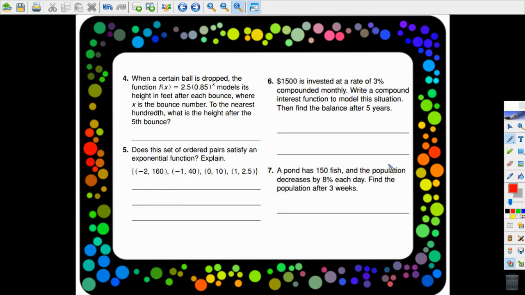All right, now we're into exponential functions where they give me the whole equation and I just have to plug in 5 for the x on my calculator.